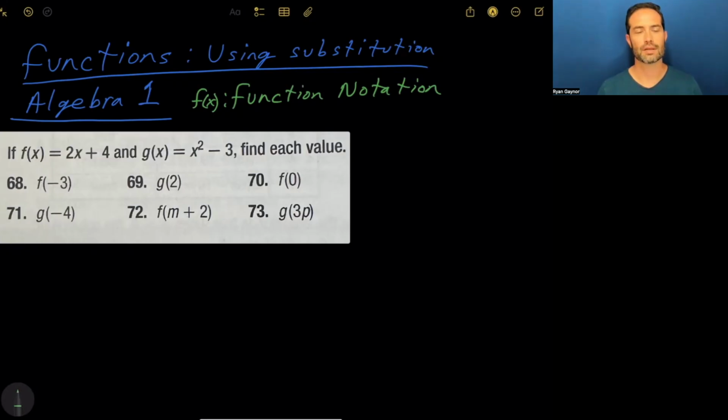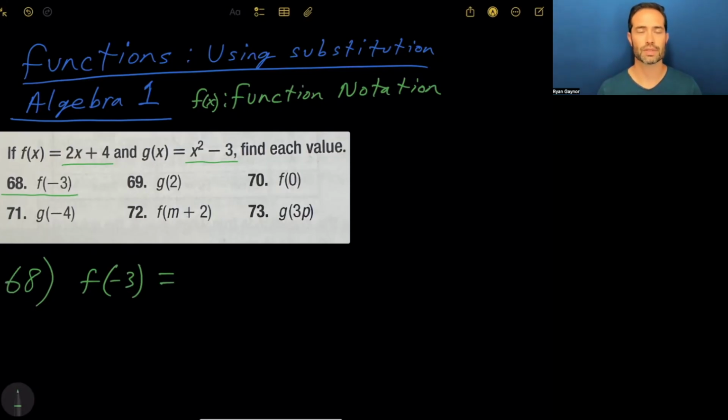So let's start off with doing the even problems. So we have f of x equals 2x minus 4, and then g of x equals x squared minus 3. All right, so what they're asking you to do here, number 68, it says f of negative 3. Now, sometimes people confuse this with f times negative 3. That's not what it means.